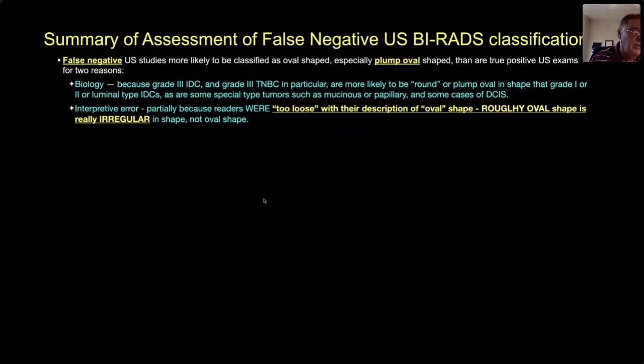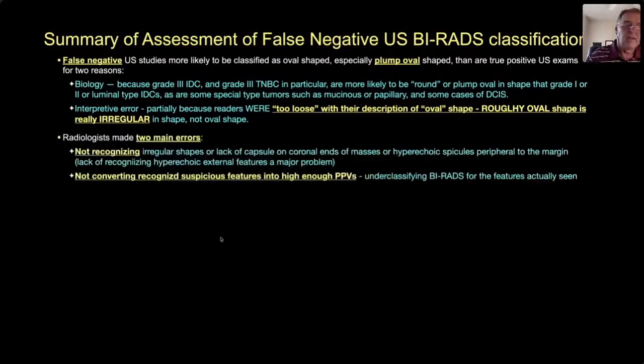People are way too loose on what they call oval-shaped. Roughly oval is really irregular and should be called irregular. It has to be strictly regular. The radiologists really were not looking at the sides of the lesion. Invasion occurs in the path of low resistance. Where is that low resistance? On the sides of the lesion.